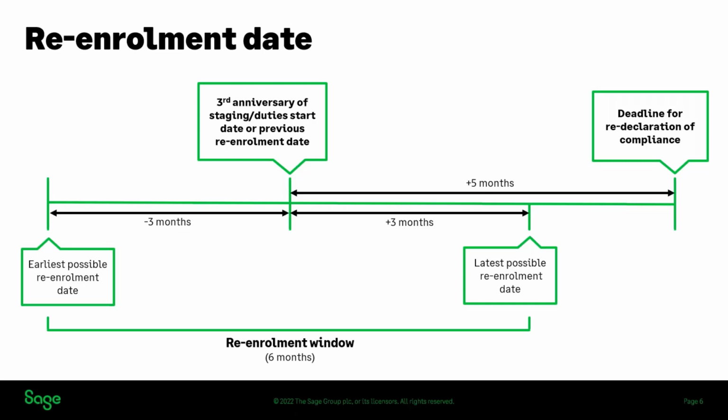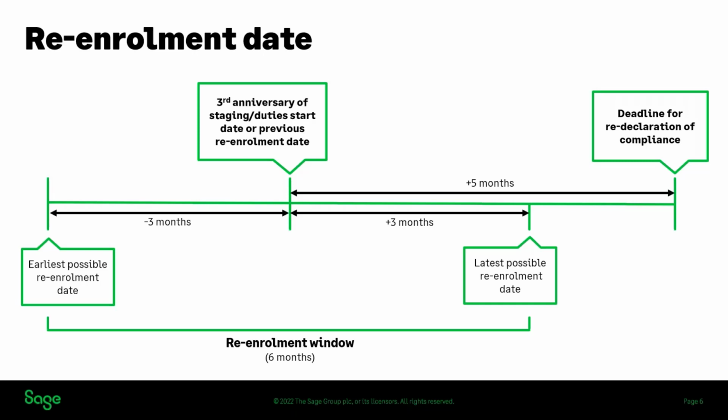Now, what you also have is a deadline for redeclaration of compliance. Now, what that is, and that date specifically, is 5 months after your 3rd anniversary. So regardless if you choose the latest possible date, which would be 3 months after your 3rd anniversary, your deadline would be 2 months after that, if that makes sense. So you're 5 months after the 3rd anniversary of your staging date is the deadline. 5 months after your anniversary.